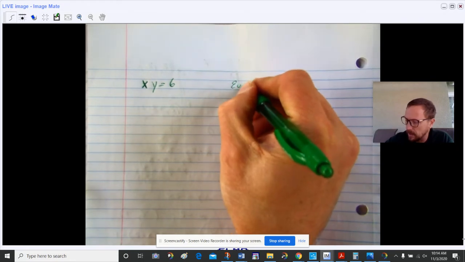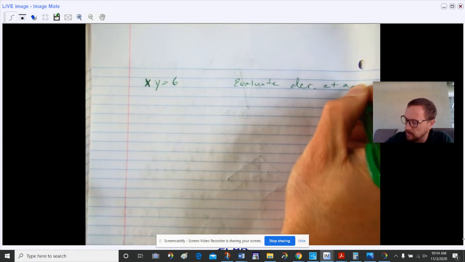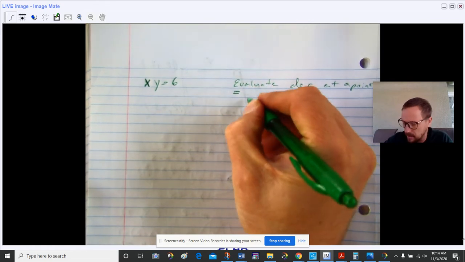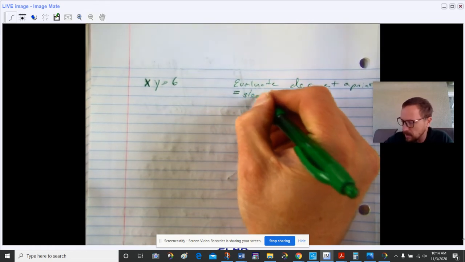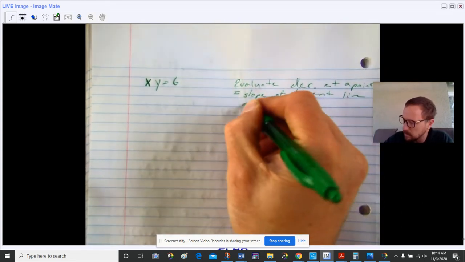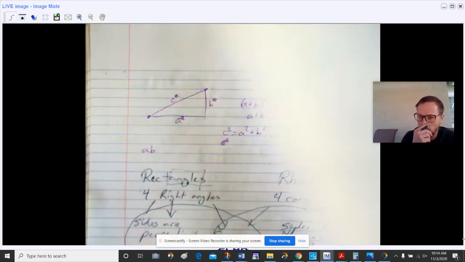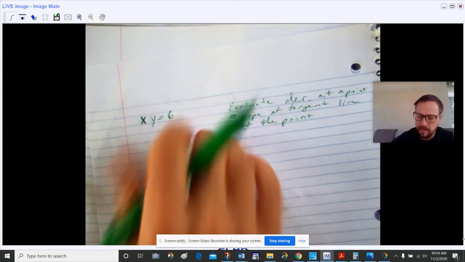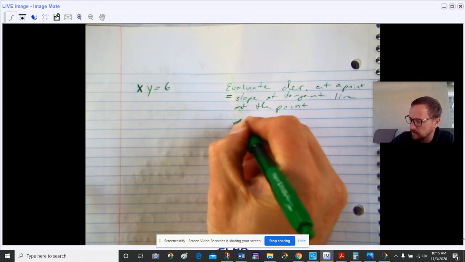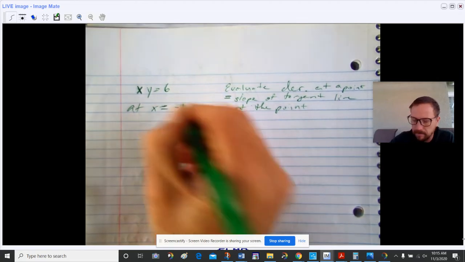We got some different things. We evaluate the derivative at a point, which just means the same thing as the slope of the tangent line at the point. They mean exactly the same thing, and we do it exactly the same way. So on this one, let's say we have a point. How about at x equals -1?